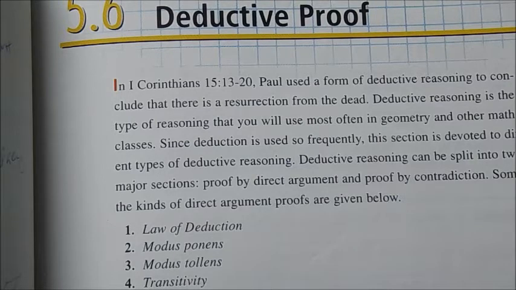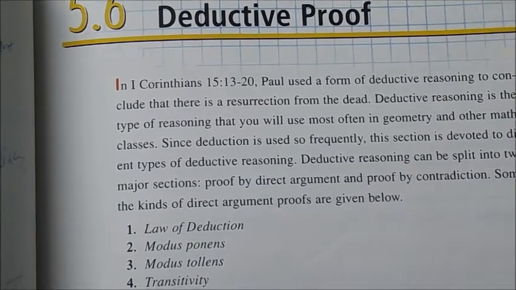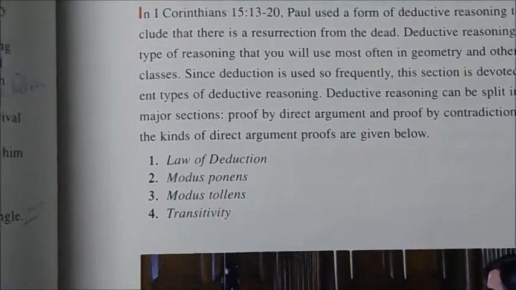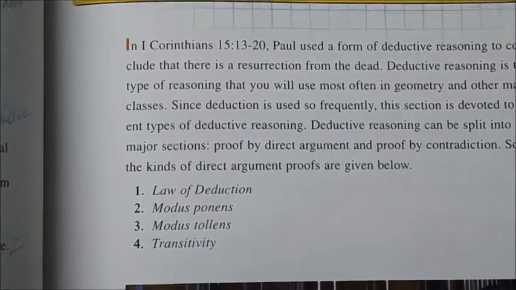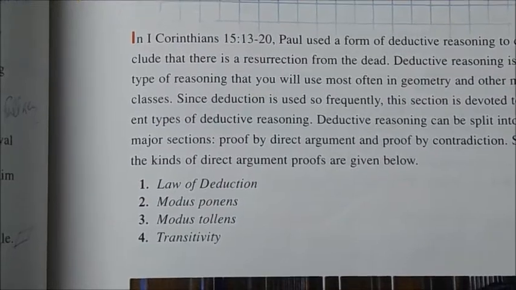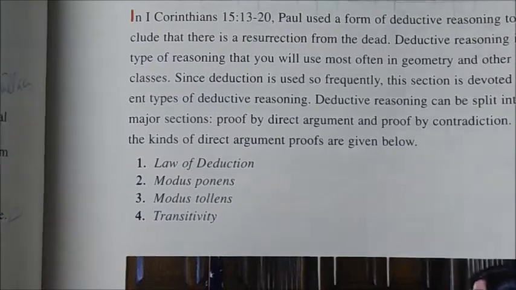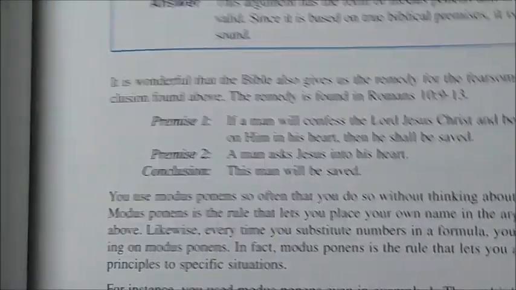Deductive reasoning can be split into two major sections: proof by direct argument and proof by contradiction. Some of the kinds of direct argument proofs are given below. So we're going to look at these today: the law of deduction, modus ponens, modus tollens, and transitivity. I would say that if you guys seem to be doing pretty good practicing the contrapositive and the inverse and things like that simply by looking at the symbols, if you can just keep in the symbolic mind here, these will make pretty good sense.